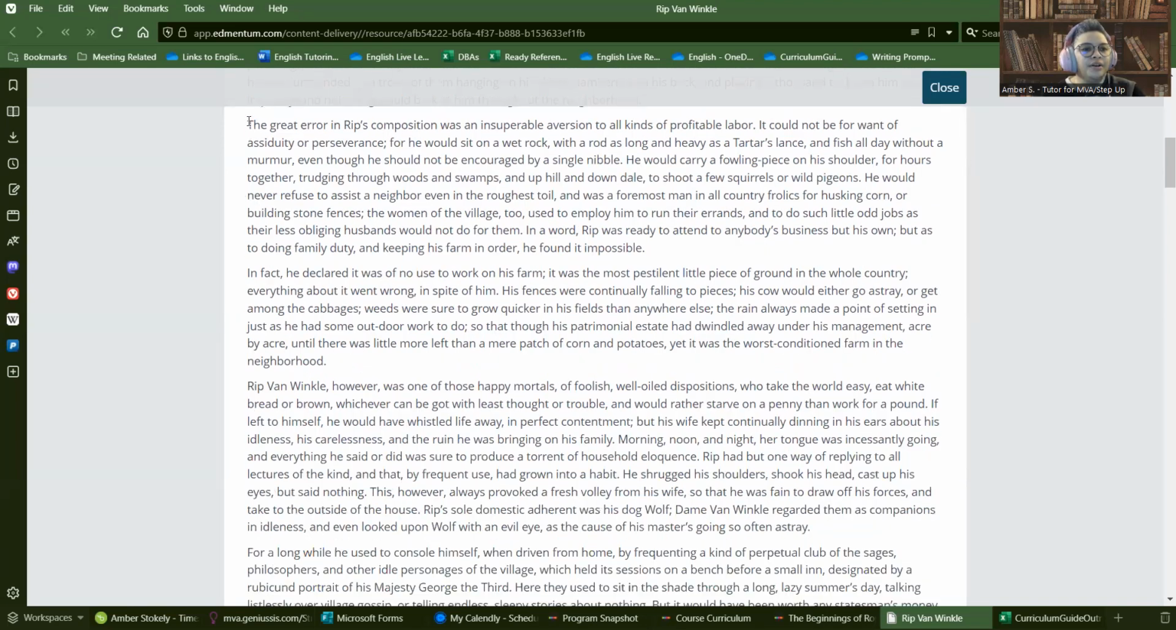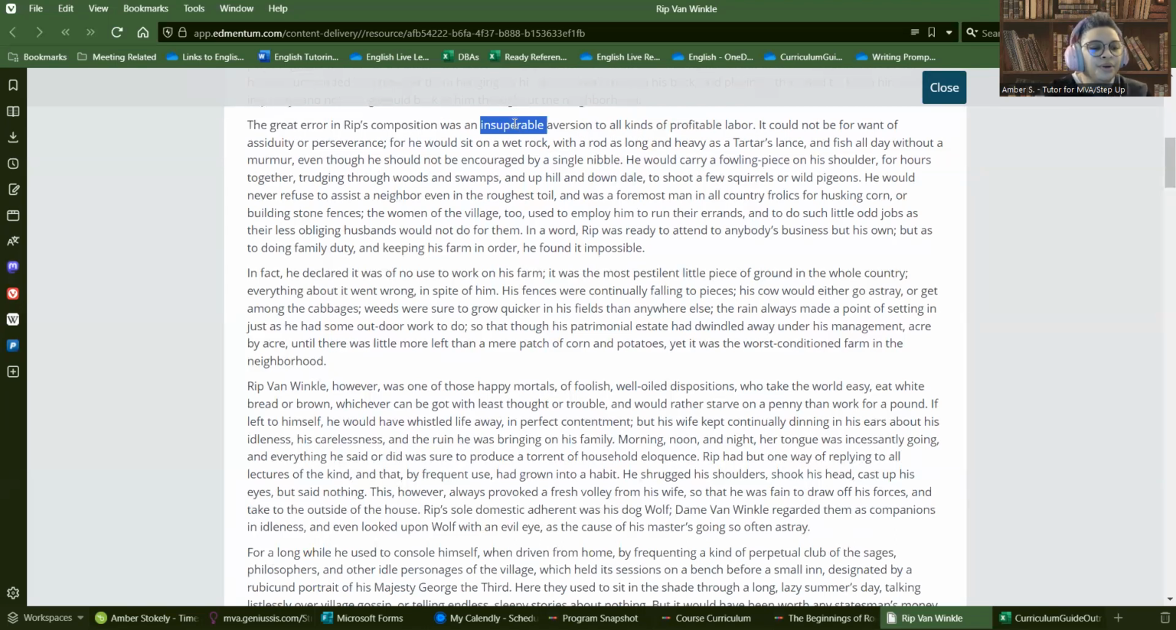"The great error in Rip's composition." So composition is how a person is made up. So an error is a mistake. So they're basically saying his only flaw, right? "Was an insuperable aversion to all kinds of profitable labor."